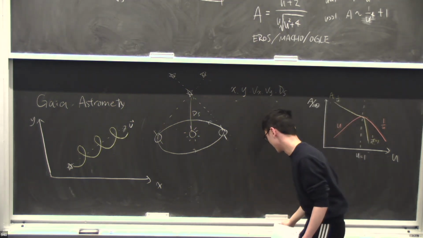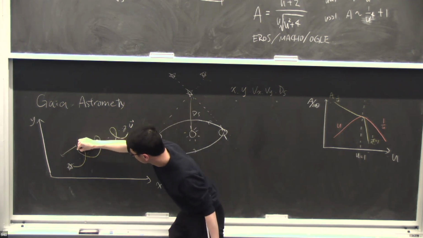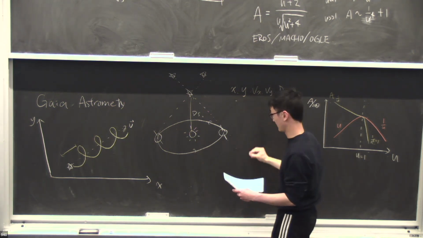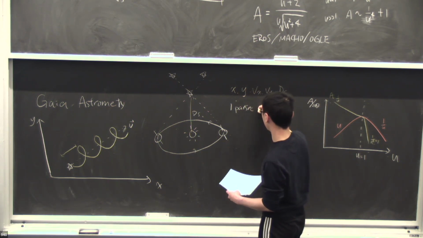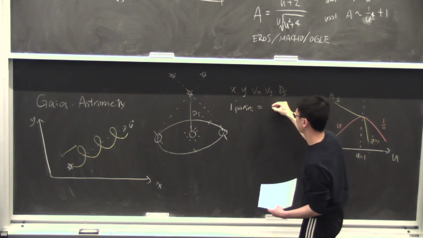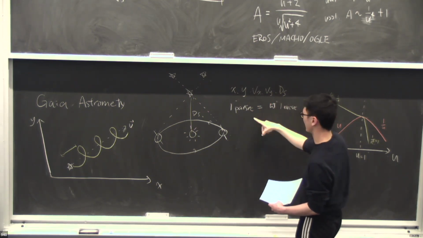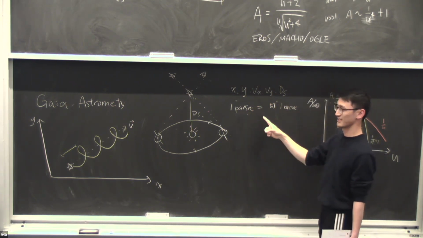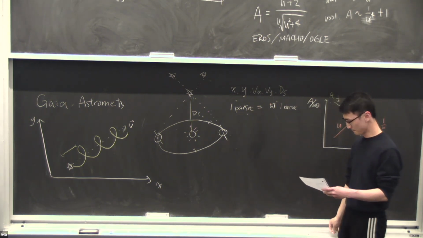So the relationship between how large this is and the distance is that 1 parsec equals a parallax of 1 arcsecond. That's basically how we define the parsec. This is the parallax in arcseconds. Okay.